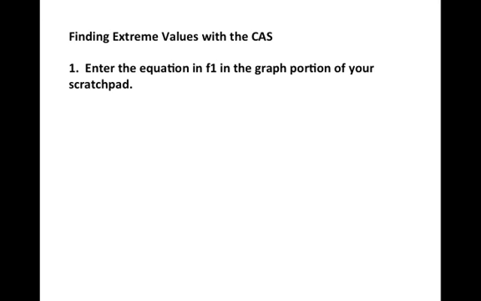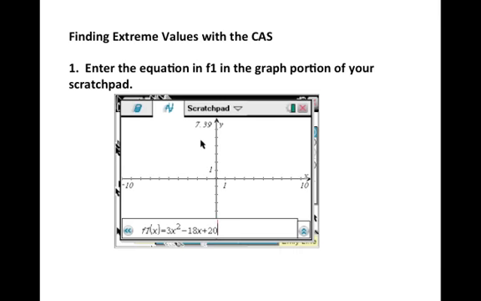Okay, so take some notes on this. We're going to find finding extreme values. That's a way of saying maximums and minimums with the CAS. What you want to do is enter the equation in F1 in the graph portion of your scratch pad. Now, if your scratch pad has a bunch of stuff in it, especially on the graph part, remember to dock B it, and that will clear everything out.